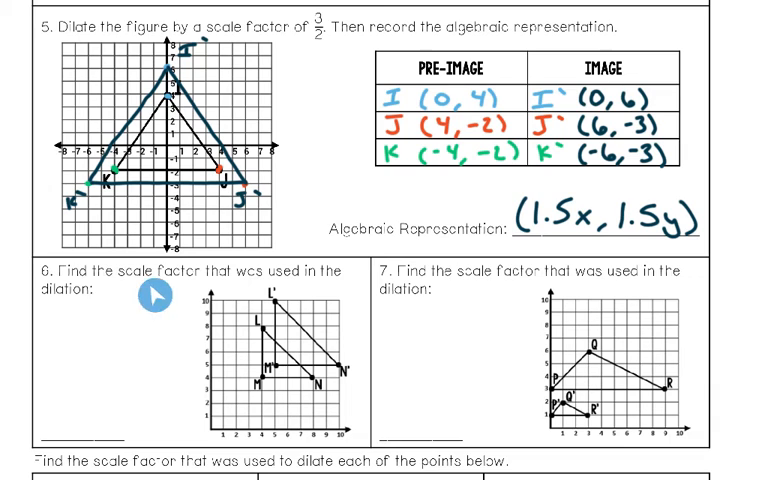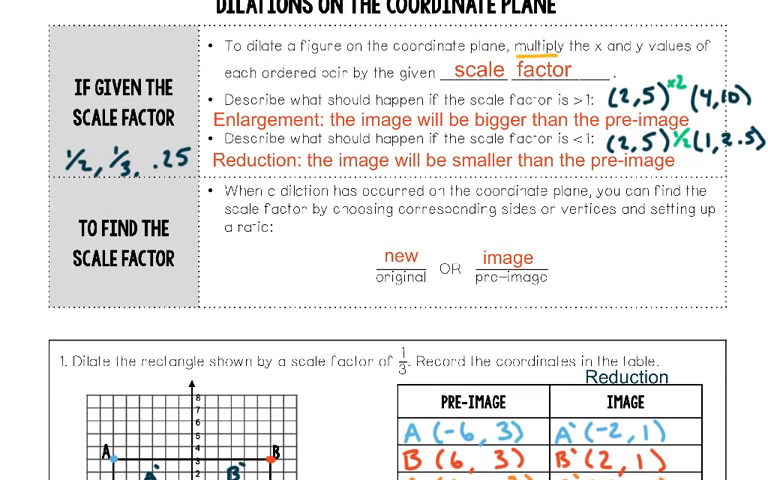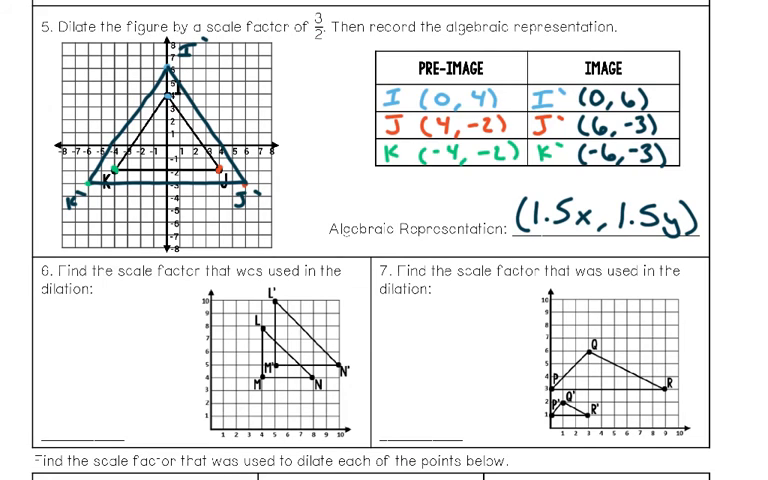All right, for the next two examples, we're not given the scale factor. Our job is to find it. So we're going to find the scale factor in each of these pictures. I'm going to go ahead and look at number 6 with you. First off, I know that if I'm not given the scale factor, I need to go ahead and write a ratio of the image over the pre-image, or the new over the original. So I'm going to go ahead and find my corresponding sides.